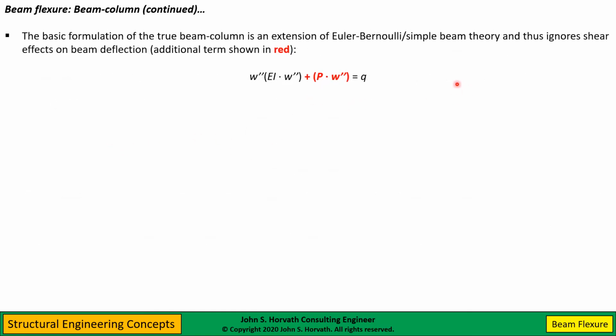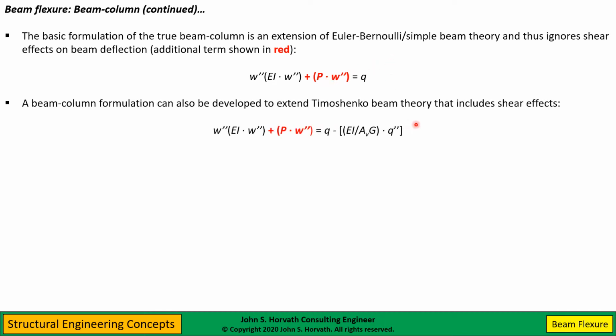We see here in the application of a true beam column, it's really in the most basic form, an extension of Euler-Bernoulli or simple beam theory. And here's the additional term highlighted in red that the nonlinear beam column affects. Again, this is the moment caused by starting off with the deformed geometry of the beam. And you could have beam column effects in a Timoshenko or shear beam.